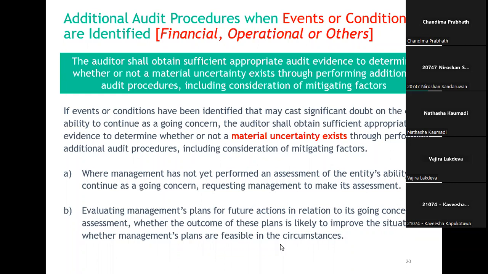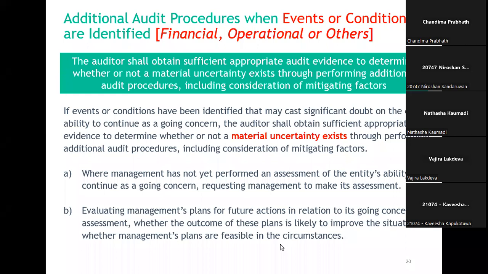If there are events or conditions, and management has performed the going concern assessment, when the auditor is evaluating the management assessment of going concern, the one important thing the auditor has to determine is whether or not a material uncertainty exists. I will explain why that is and what material uncertainty is, right? Through performing additional audit procedures, including consideration of mitigating factors. Where management has not yet performed an assessment of the entity's ability to continue as a going concern, request management to make its assessment because that is required under ISAs.